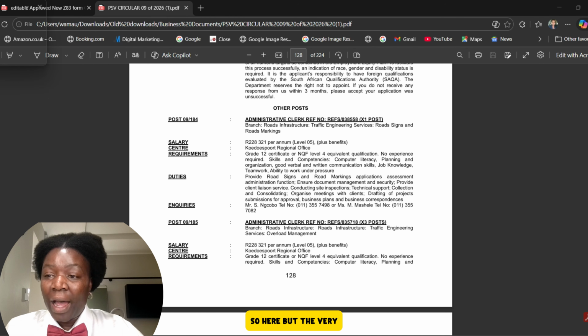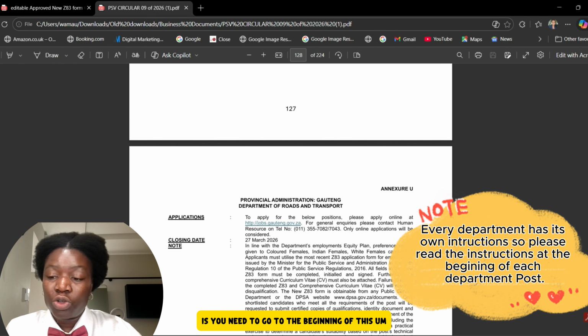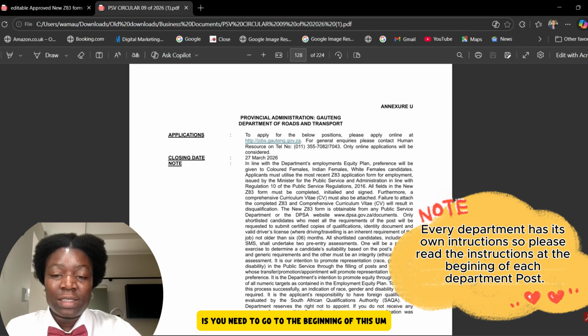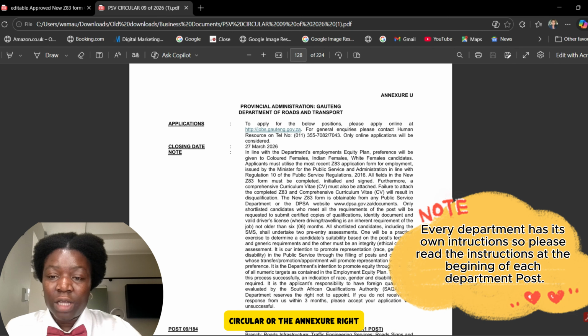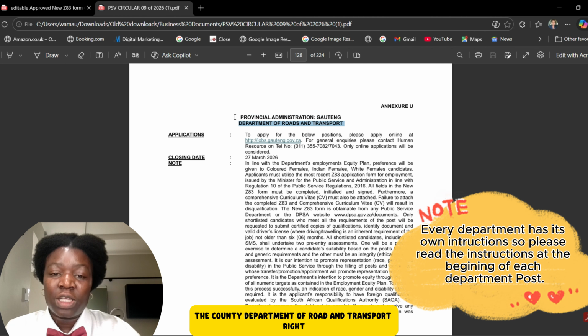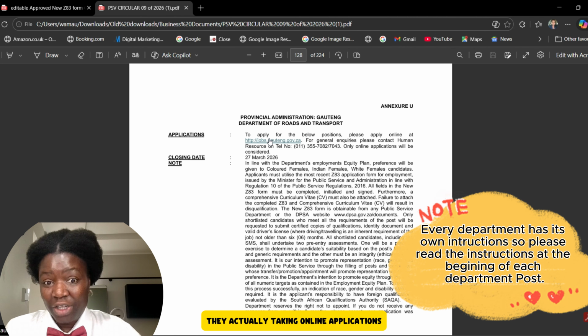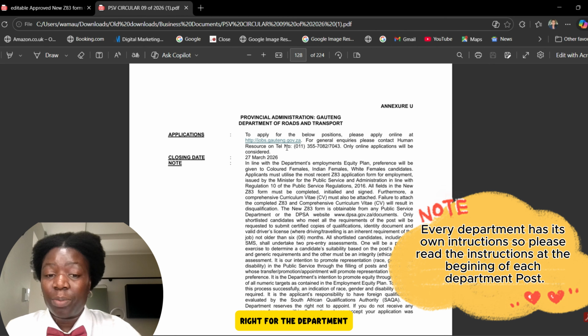But the very, very important thing to do is you need to go to the beginning of this circular or the annexure, right? So this is from the provincial administration, the Gauteng Department of Road and Transport. Read the instructions there on how you are actually supposed to apply for this job. To apply for the below position, please apply online, so they are actually taking online applications in this regard. And for general inquiries, please contact, this is the human resource for the department.